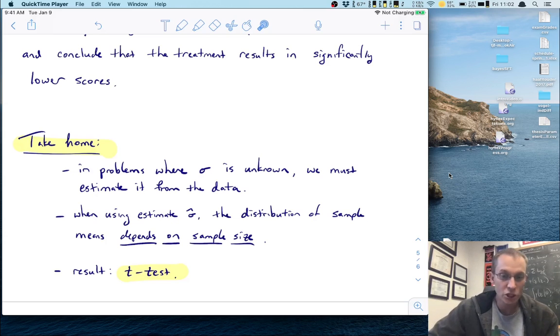Some of you may have used t-tests before or heard of them and wondered, why are we all of a sudden doing this? Well, this is why. It all comes down to this problem right here, and the t-test is an elegant solution for that problem.